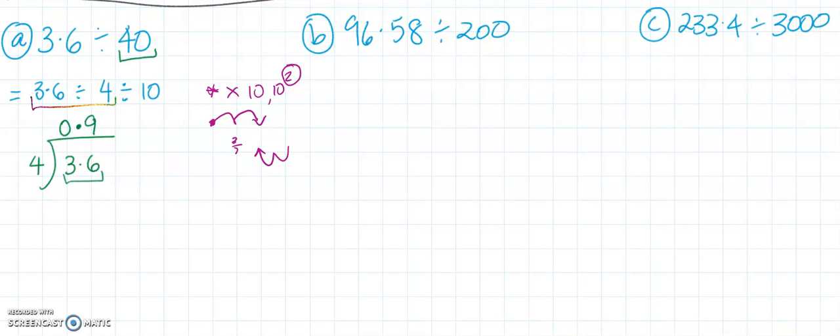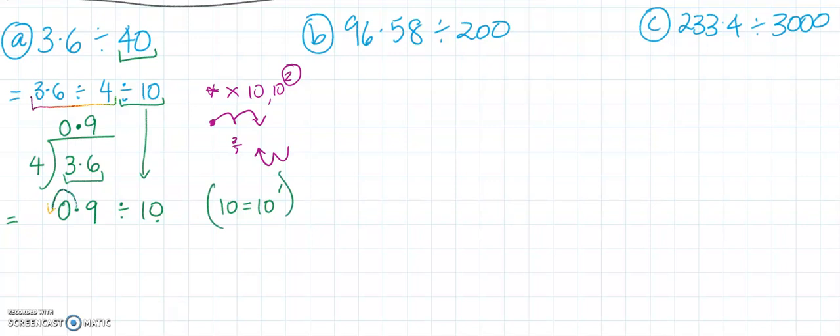Now we take the answer of 0.9, and we still have the divide by 10 left. So we bring that down, divide by 10. Remember, when we're dividing, we're moving our decimal point to the left. 10 is the same as 10 to the power of 1. It has the power of 1. So let's take our decimal point, shift it left one place, and that gives us the answer of 0.09.